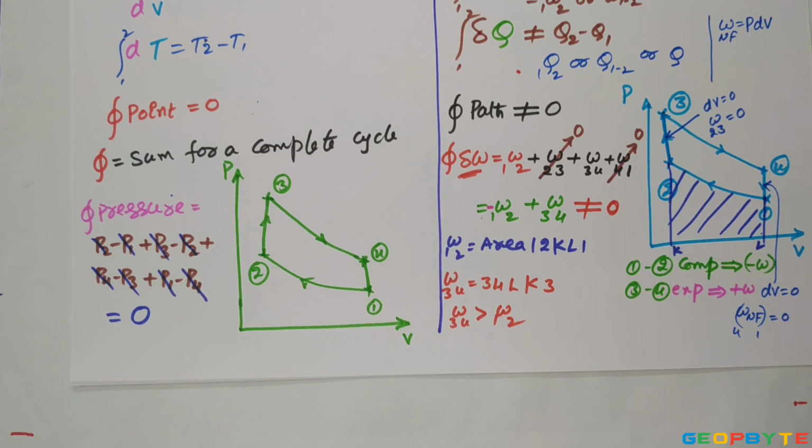Now come to the path function quantity in human life. The love and affection maintained by the parents and children, or between the parents, is a path function quantity, because love and affection depend not only on the initial and final state but also on the route followed by the process. That's why love and affection come under path function quantity in human life.